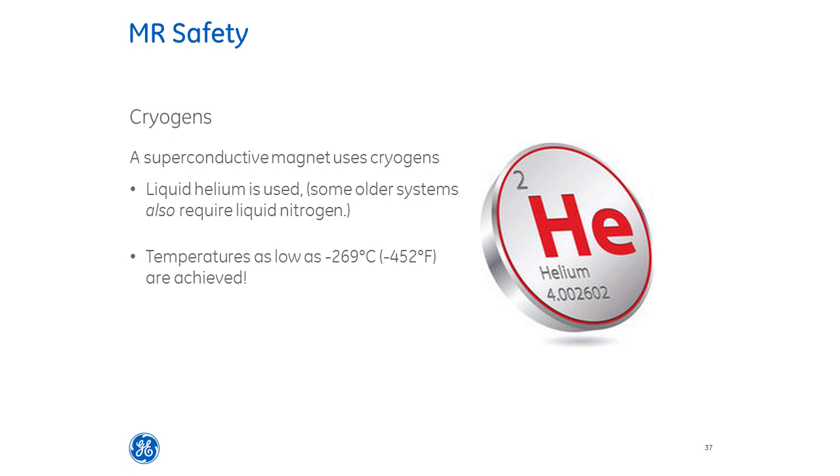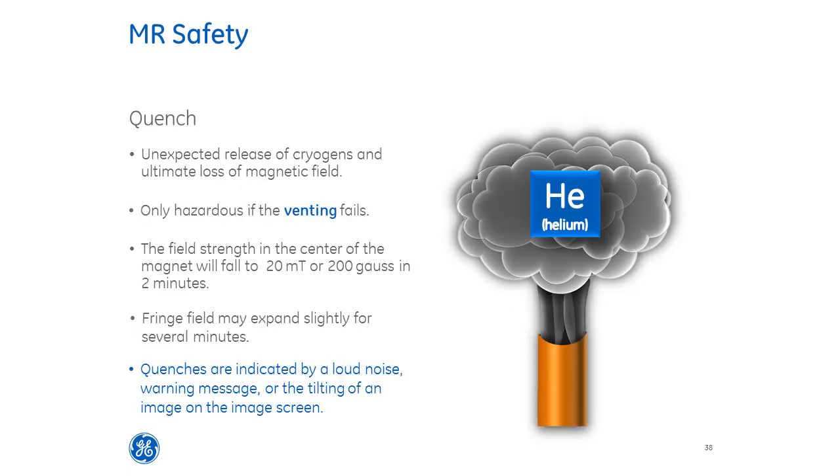The thing to remember is that cryogens are extremely cold, to the extent of negative 452 degrees Fahrenheit or negative 260 degrees Celsius. And in normal operating conditions, this poses no real safety issues. That cool the magnet, there is one safety term that you should be very familiar with, and that is quench. A quench is an unexpected release of cryogens and the ultimate loss of the magnetic field.